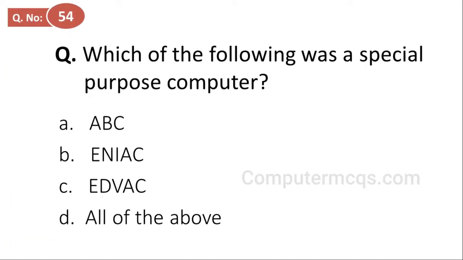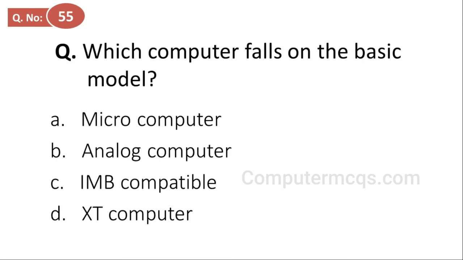Which of the following was a special purpose computer? Options are ABC, ENIAC, EDVAC, all of the above. And the correct answer is option A, ABC. ABC was a special purpose computer. Which computer falls on the basic model? Options are microcomputer, analog computer, IBM computer, XT computer. And the correct answer is option D, XT computer.